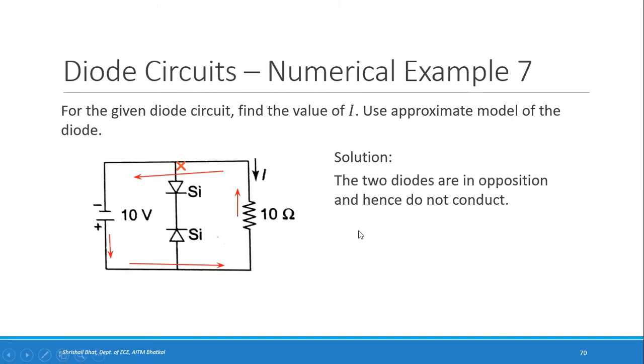The two diodes are in opposition and hence they do not conduct, or the path is an open circuit here. So this is the direction of the current. So what is the current? It is minus 10 volts divided by 10 ohms. Okay, it will be negative.